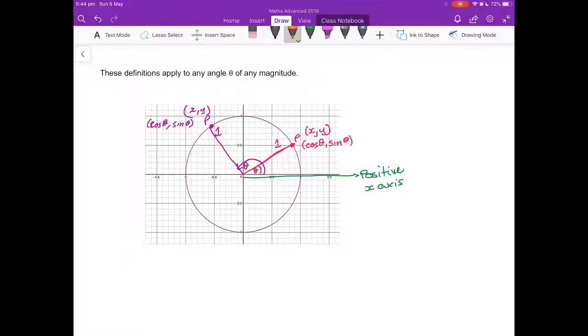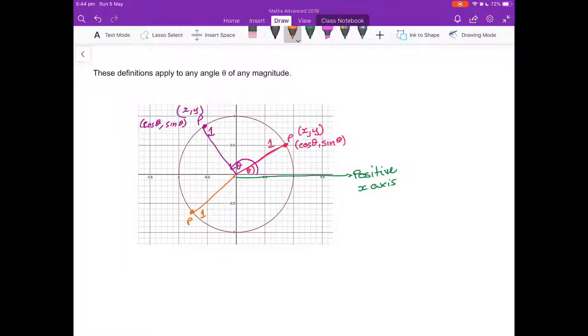So we pop a point P just down here, an orange P this time. Coming down, again, it's still 1 unit. We still have an x and y, which means we still have a cosine theta, sine theta. And our angle now is coming right around, and we have theta there. And as you can probably guess, it's going to happen in our fourth quadrant exactly the same way.